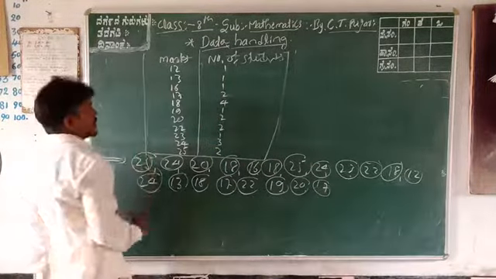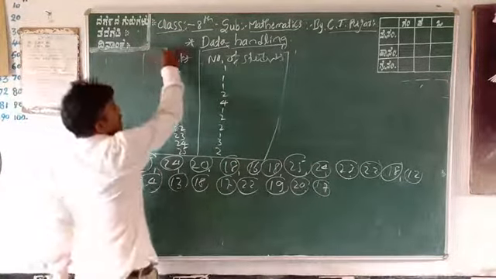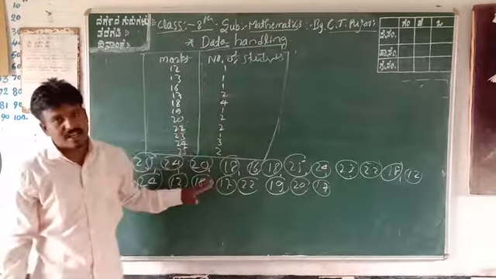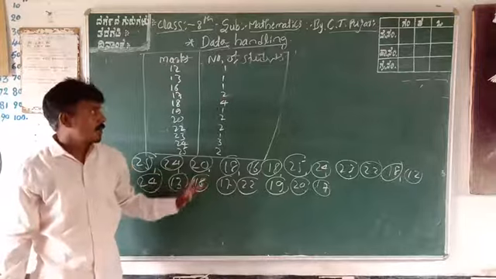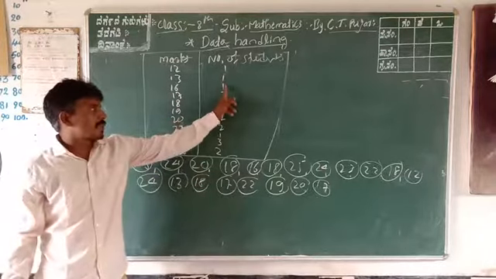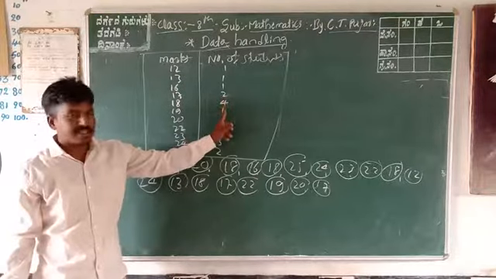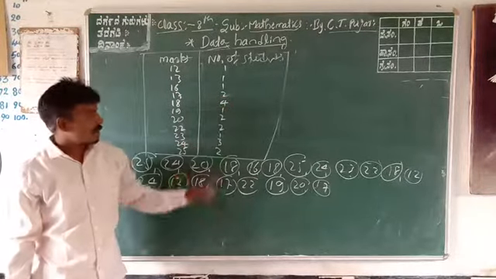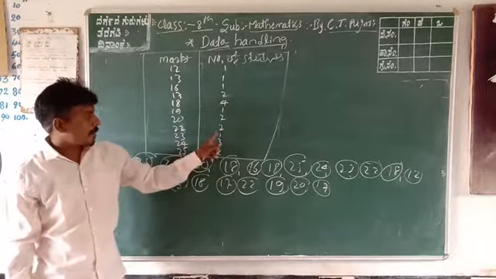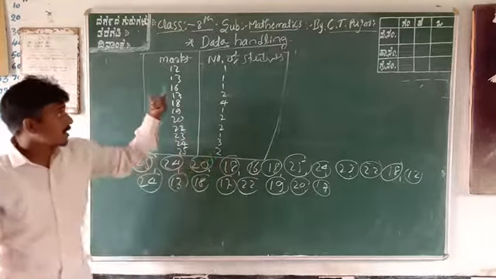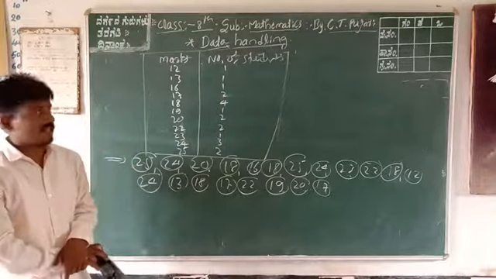This is the frequency distribution table. One side is obtained marks, the other side is students. How many students are here? 20 students. 1, 2, 3, 3 plus 2 is 5, 5 plus 4 is 9, 9 plus 1 is 10, 10 plus 2 is 12, 12 plus 2 is 14, 14 plus 1 is 15, 15 plus 3 is 18, 18 plus 2 is 20. Therefore, this is your frequency distribution table.